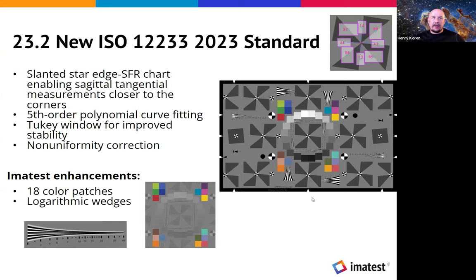And then we have some other enhancements. We now have 18 color patches here, just as many as the Calibrite color checker. We've added these logarithmic wedges, which have a better range of frequencies than the older hyperbolic ones. And this is the new standard for resolution measurement.